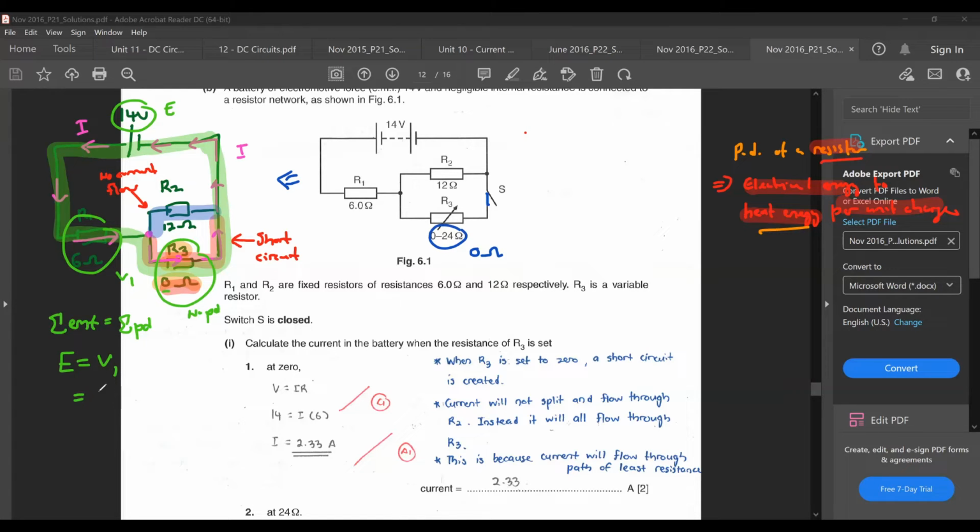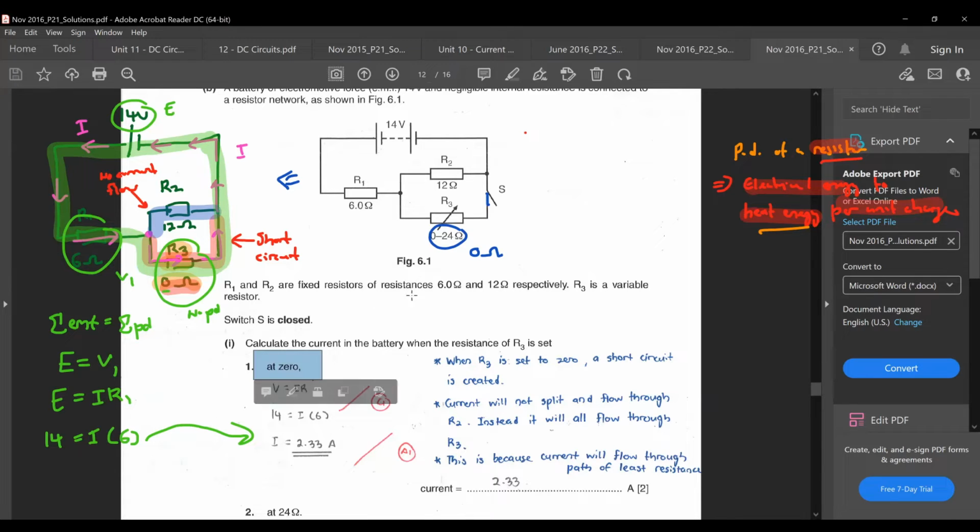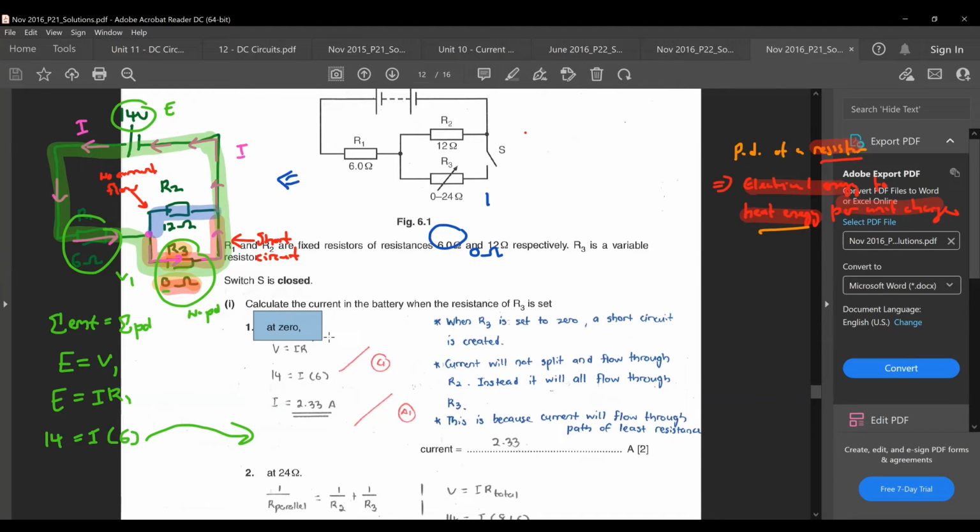V1 is actually current I times resistance R1. You know the EMF is 14, your current is what you want to find, and your resistance R1 is 6. So your current is 2.33 amps. Okay, so that's one way to do this question. Just recognize that you have a short circuit here.